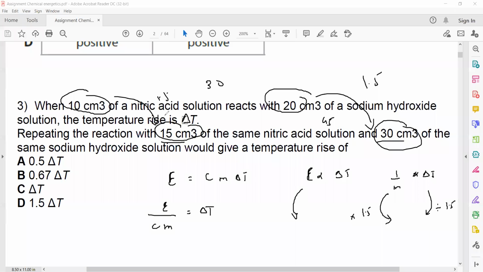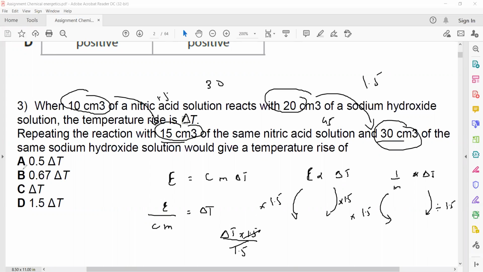Like it was originally 10, now it is 15. So it means we increase the amount 1.5 times. So if the amount increases 1.5 times, the energy increase will also be 1.5 times. So if energy increases 1.5 times, the temperature also increases by 1.5 times. So due to the energy change, it will increase by 1.5 times, and due to the mass change, or increase in mass, it will divide by 1.5 times.